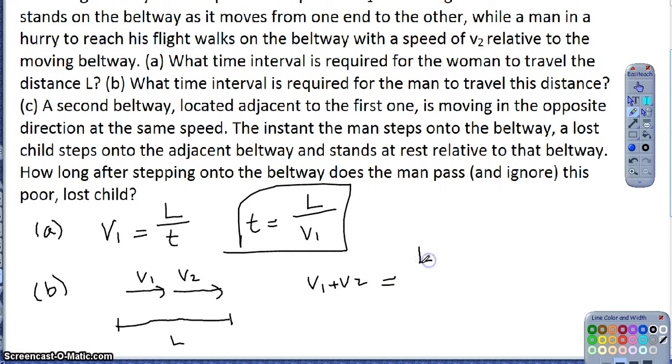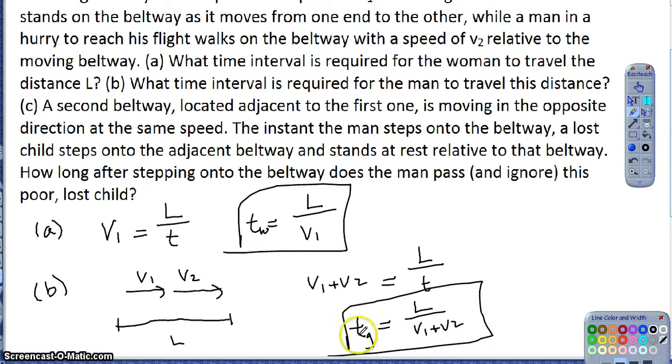He still needs to travel that same distance of L, so if I want to find the time for him, again, I just set this up and then solve for t. So this was the woman, this was the guy: the time for the guy is L divided by V1 plus V2, which obviously should be a little bit less. If I'm adding to the denominator, it's going to end up being a little bit less.